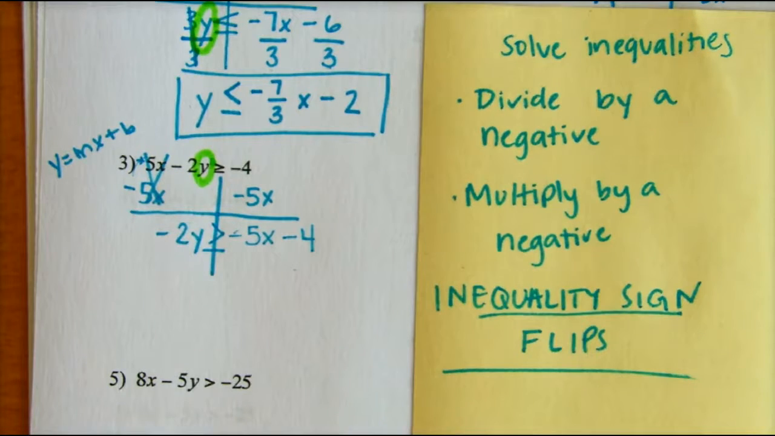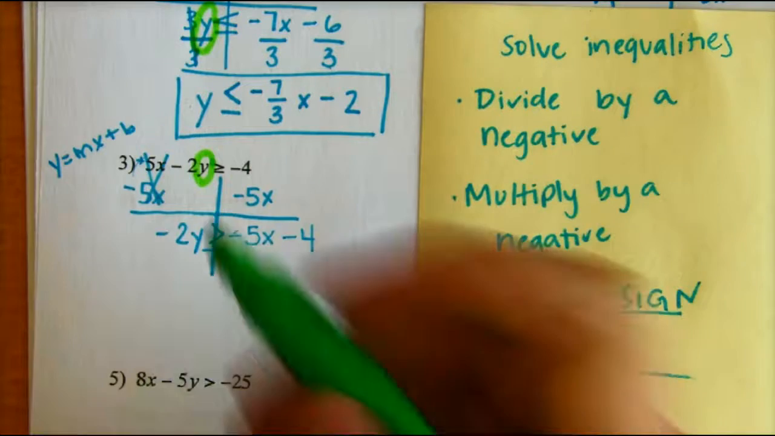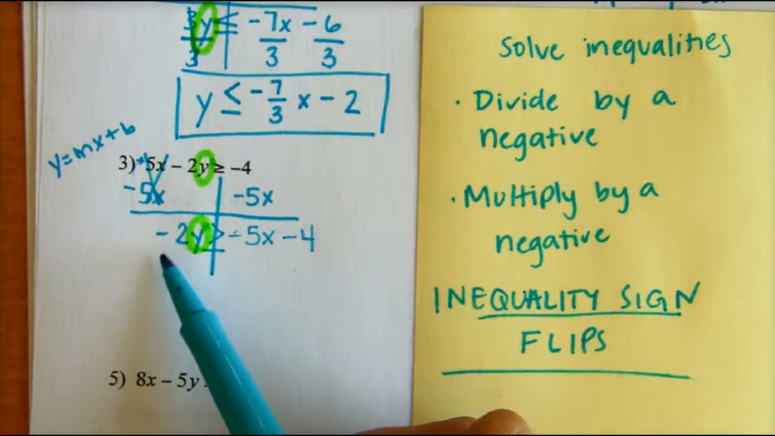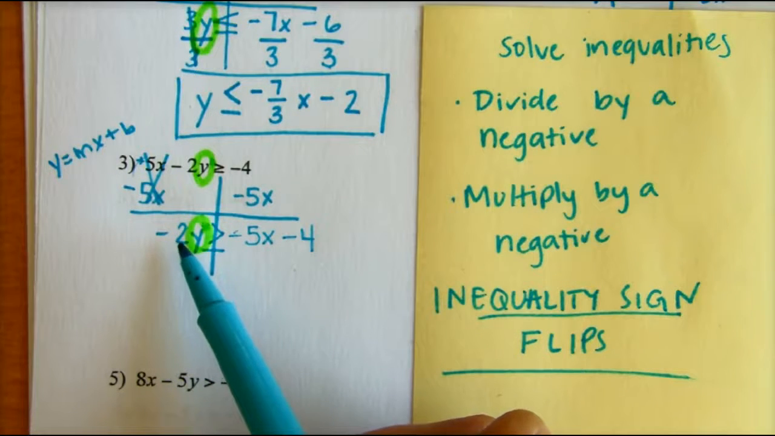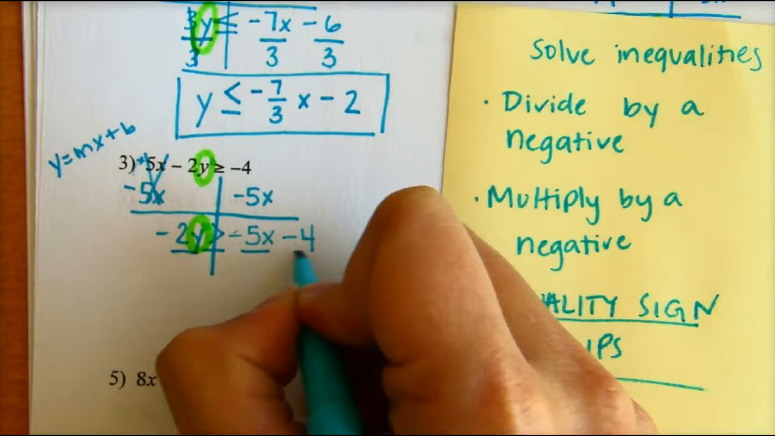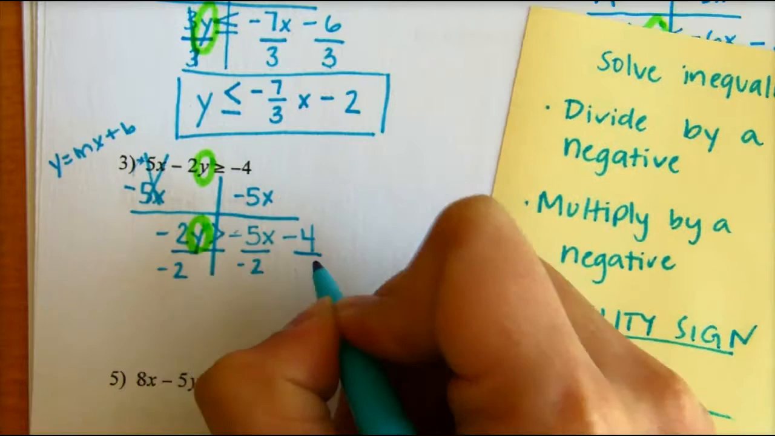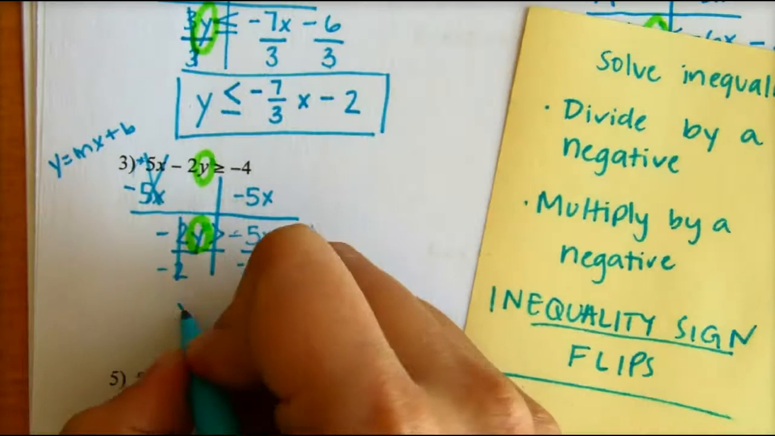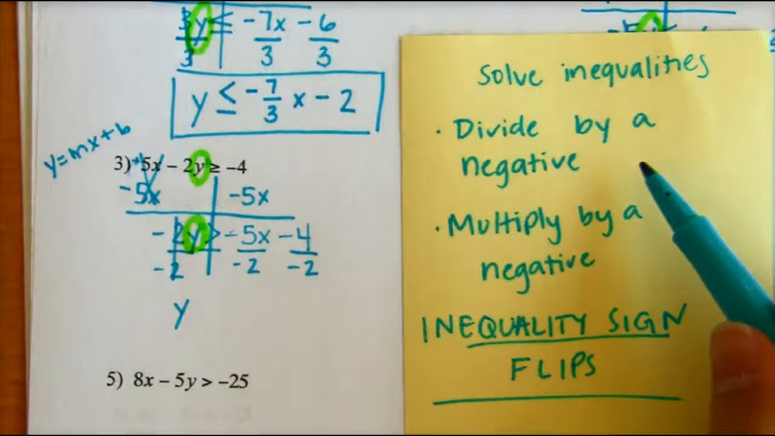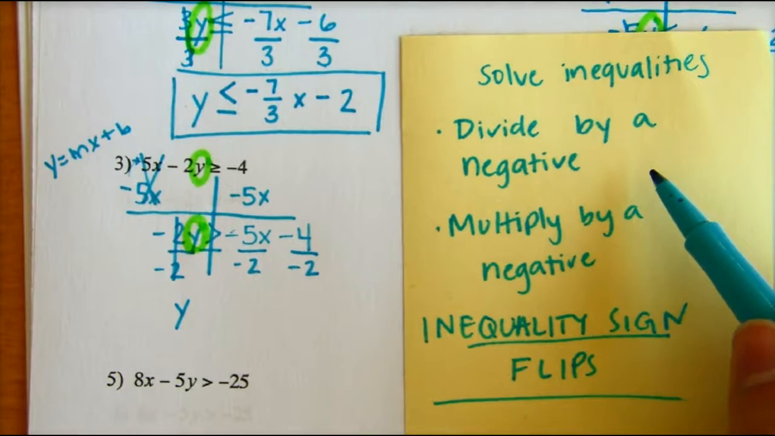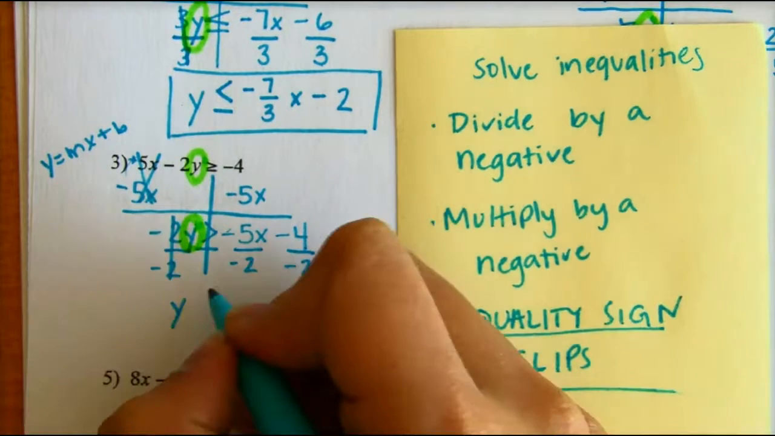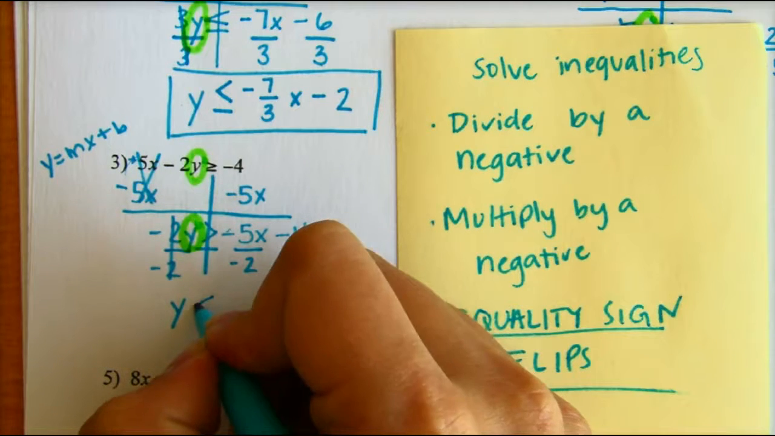Okay, looking back at my y, it is still not by itself. There's still a 2 with it, or a negative 2. To get rid of that negative 2, because it's being multiplied, I'm going to divide every single term by a negative 2. Okay? In that case, my negative 2's are going to cancel out. I'm just left with y. Did I divide by a negative number? Yeah, I divided by negative 2, so my inequality sign has to flip. It was greater than or equal to, now it's less than or equal to.